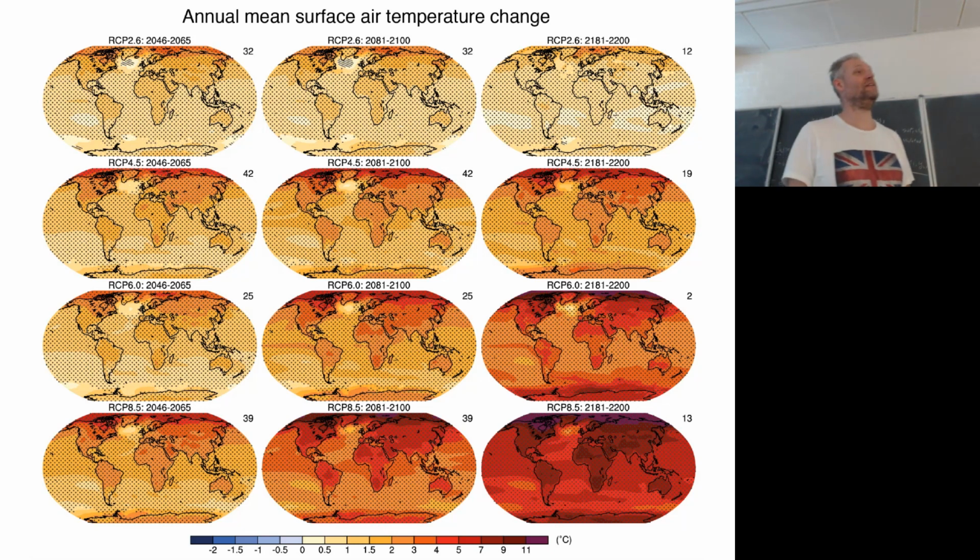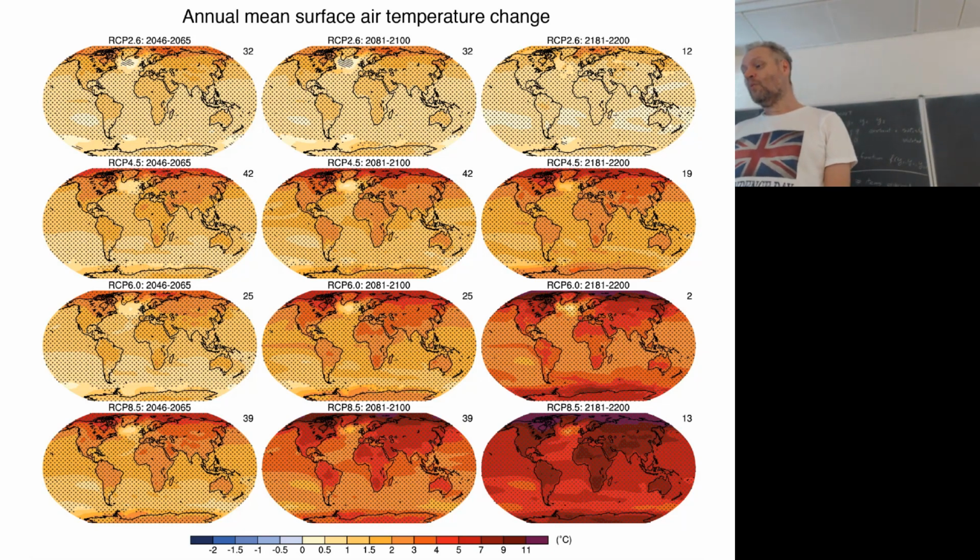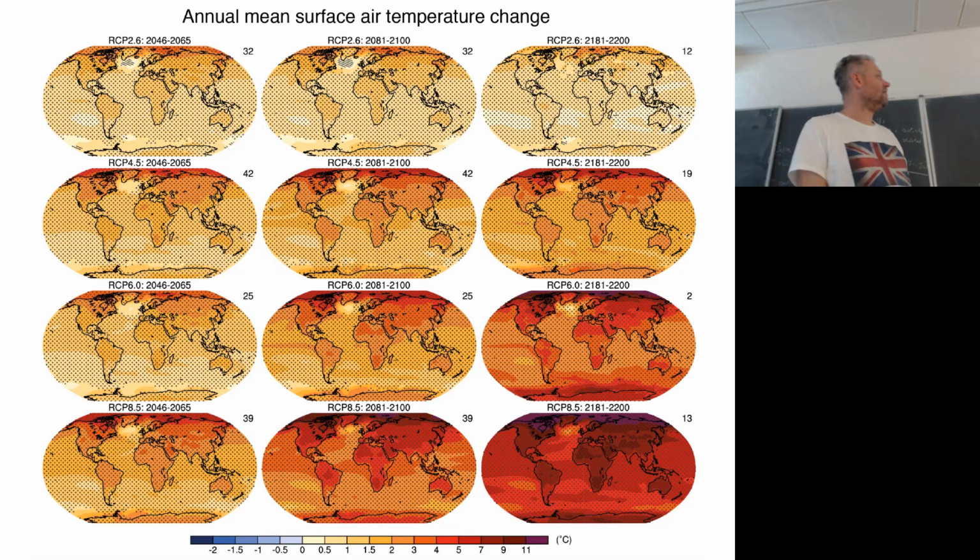You also see very distinct regional patterns, right? And I'd like to draw attention to two. One, warming is faster towards the poles than towards the equator.